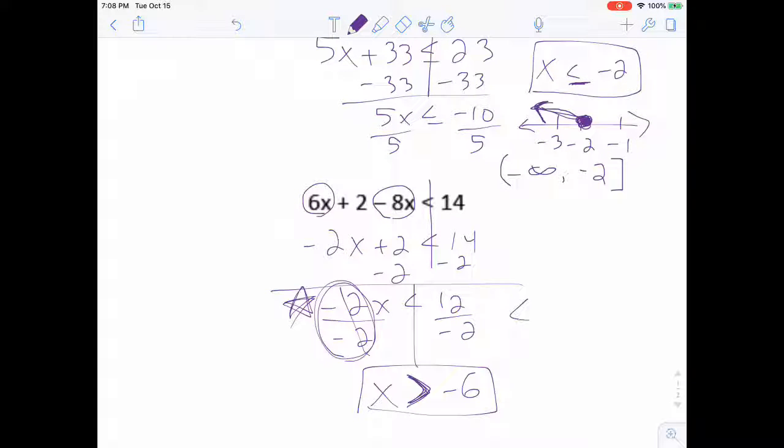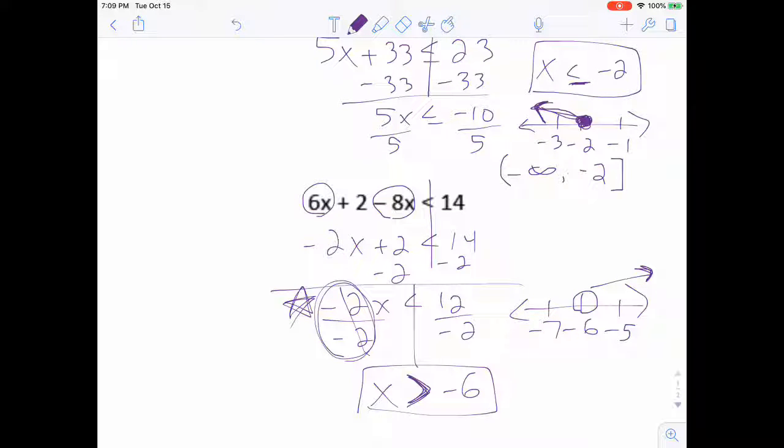So on our number line, we have negative 6, we have negative 7, negative 5. At negative 6, it's going to be an open circle because there's no line underneath the inequality. And I want all values that are greater than negative 6. So I'm going to go to the right here.